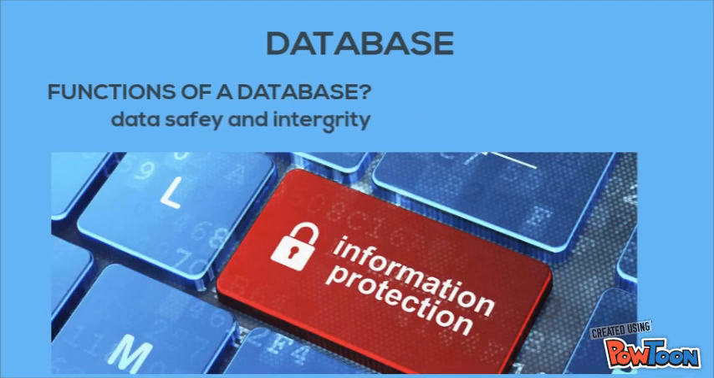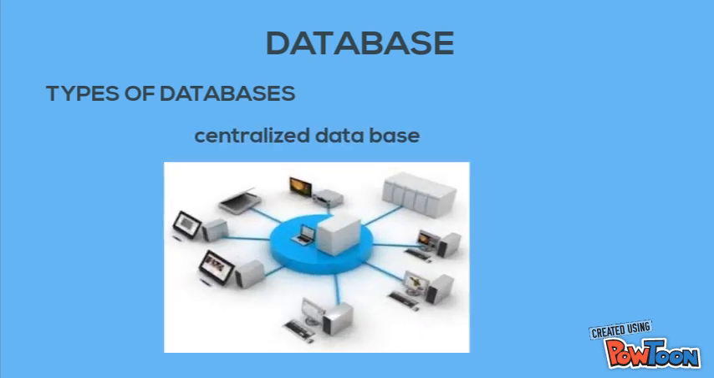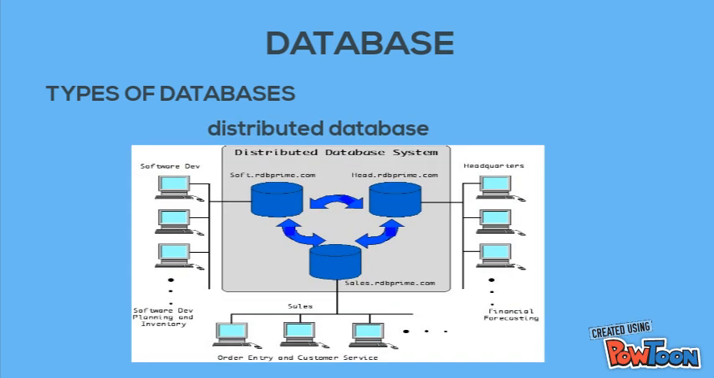Types of databases. The first type would be a centralized database. A centralized database is located and stored and maintained in a single location. The second type of database would be a distributed database. It is a database in which all information is stored on multiple physical locations.